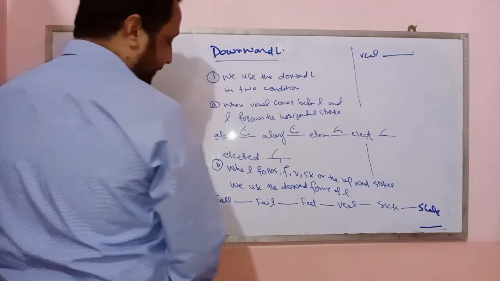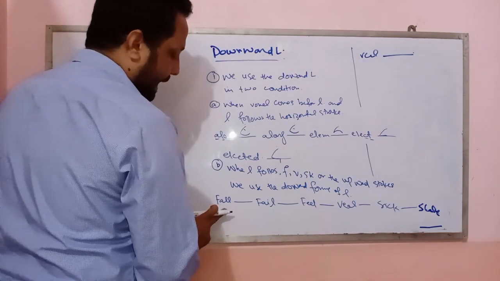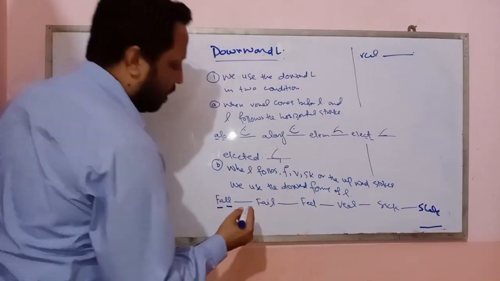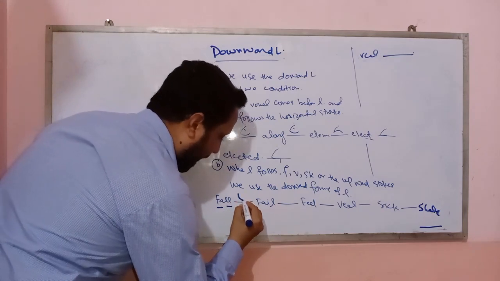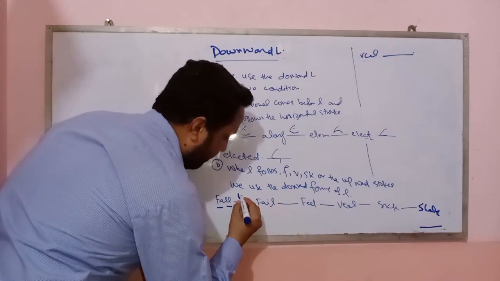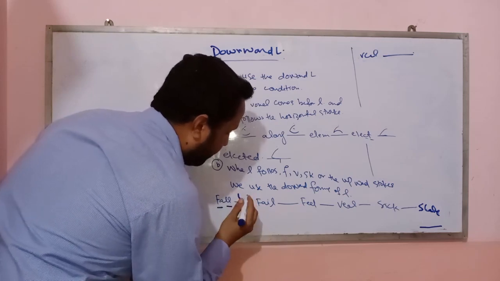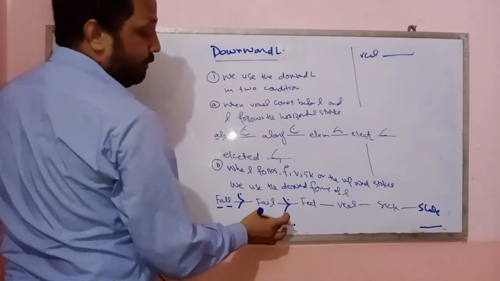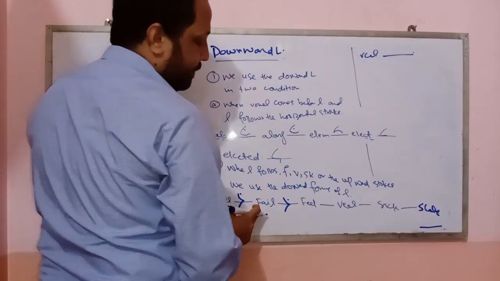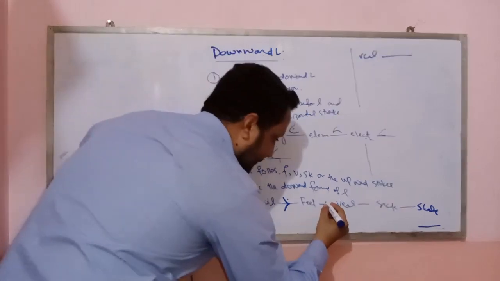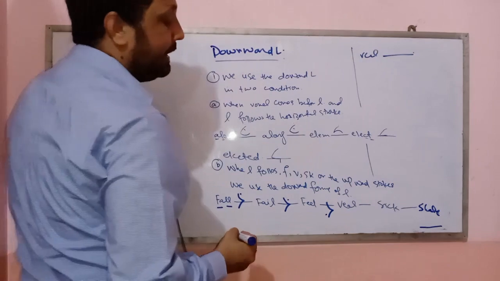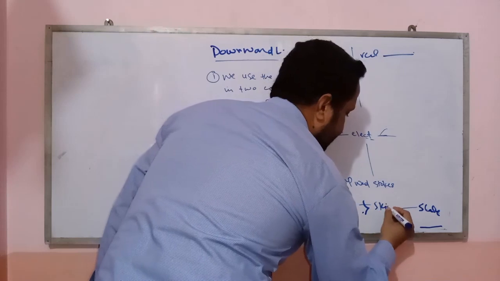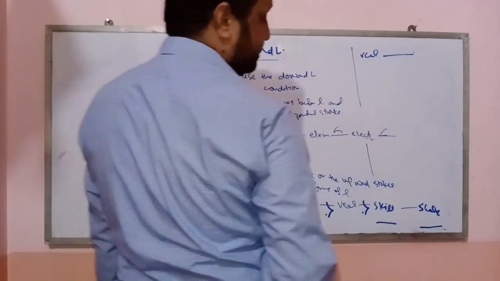Take notice that there is an F before L, or L follows F, so we use the downward form. Fall: F, L, fall. Fail. Why do we use the downward form? Because there is an F before L. Feel, wheel, like skill. Skill.